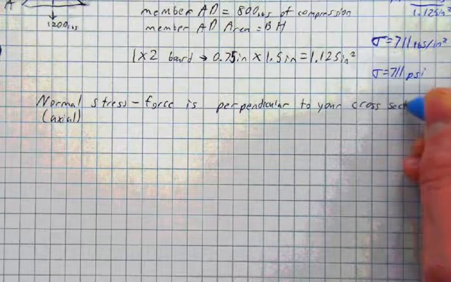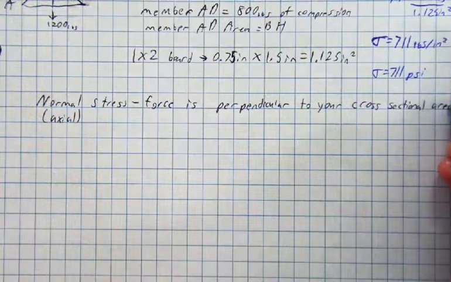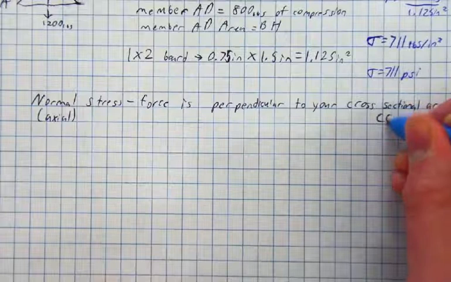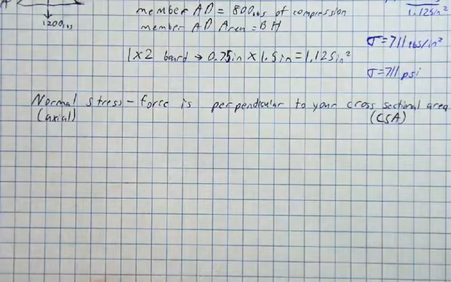Cross-sectional area. I'm going to go ahead and write CSA for cross-sectional area for future reference. We don't have to write out that term every single time. What do y'all say? Cool.